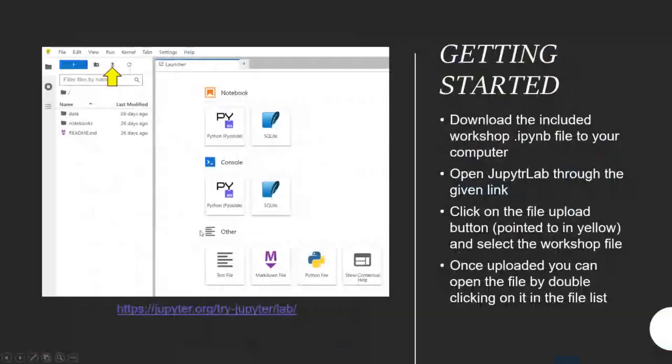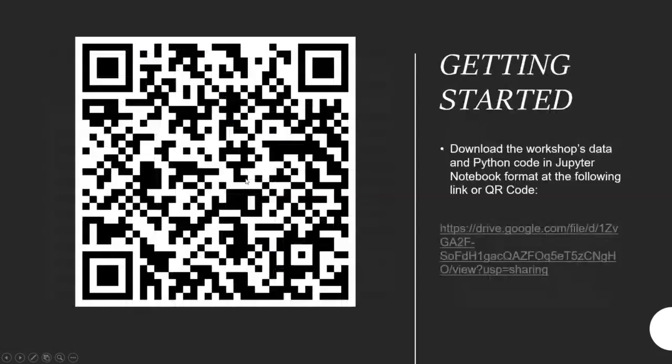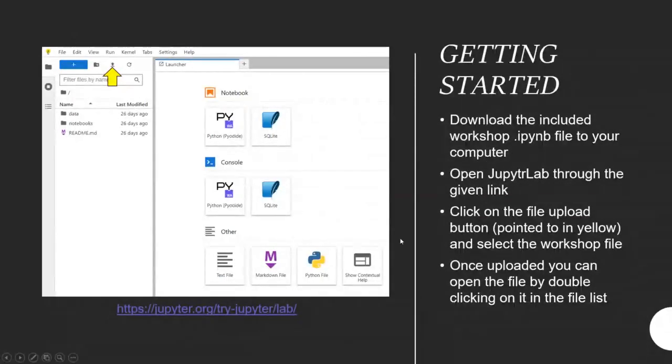So let me get back to the presentation here. Just here are the instructions, right? So again, once you're open on that Jupyter Lab page, you go to the arrow up here on the top left. You upload the notebook file that was provided to you, or that you can download through the link here. Right? And then you just double click on the file once it's uploaded to open it. Okay.